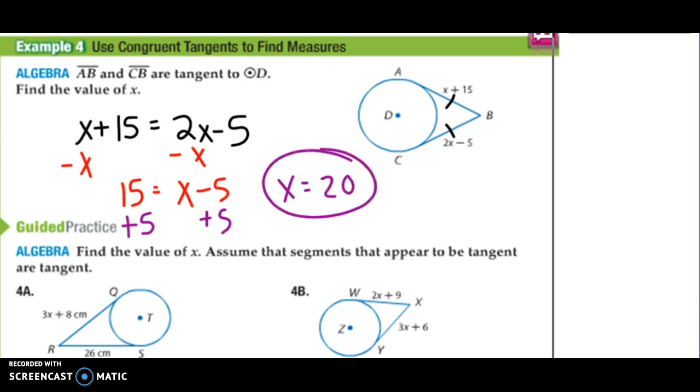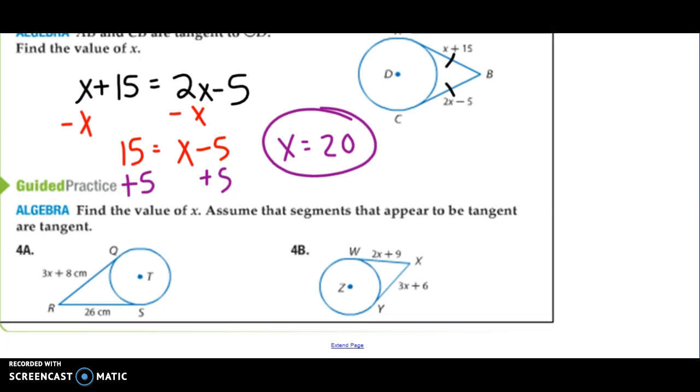There's my value of x. Notice that's all they're asking for. They're not asking for how long AB or CB are. They're just asking for the value of x, which is 20. Again, here's some guided practice problems you can try as well.